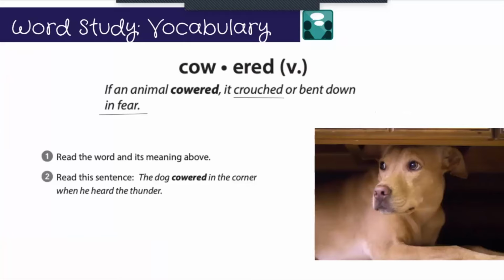Cowered is a verb, and notice it's telling me that if an animal cowered, that means it crouched or bent down in fear. Cowered. The dog cowered in the corner when he heard the thunder. Great job using those context clues. Now, underneath meaning, I want you to write down the underlined words. Crouched in fear. Go ahead and pause the video while you do this. Go ahead and hit play when you're ready to continue.